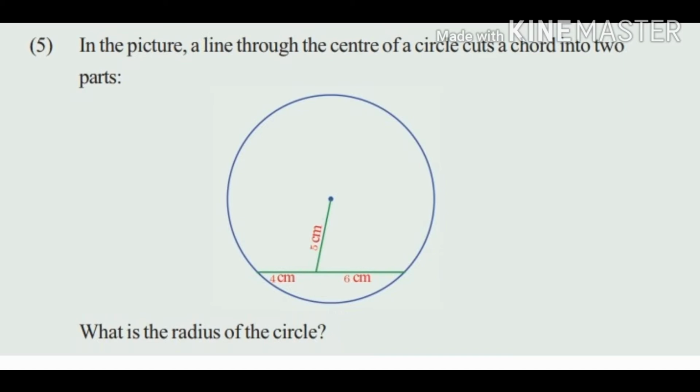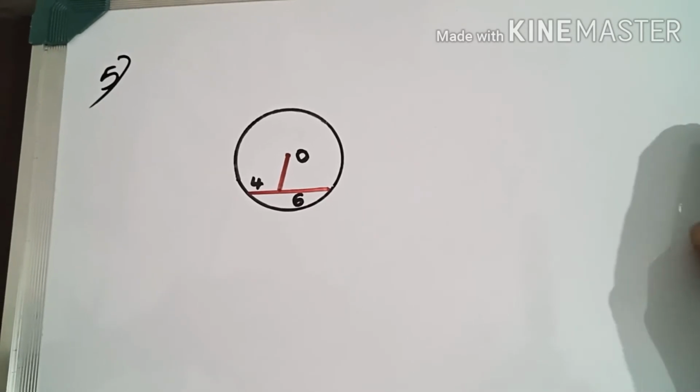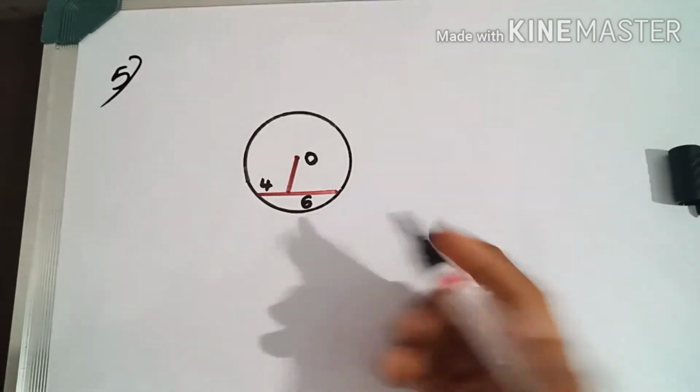Figure is given and that chord's measurement, that means that chord is cut into 2 parts with 4 centimeter and 6 centimeter, and from the center point to that chord is given as 5 centimeter. We need to find the radius of the circle. So let's draw the figure. Okay, this is a rough figure. So here 4 and 6 centimeter chord.